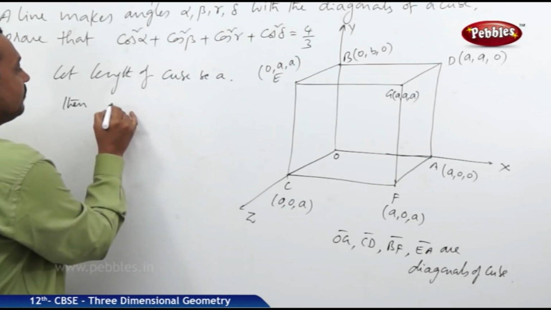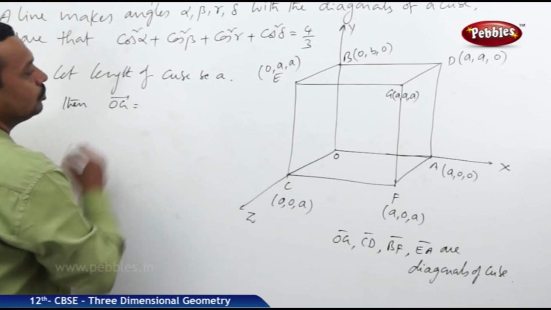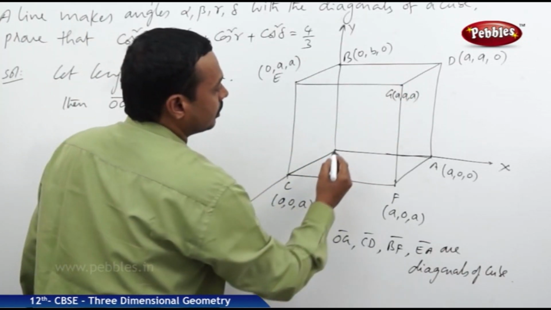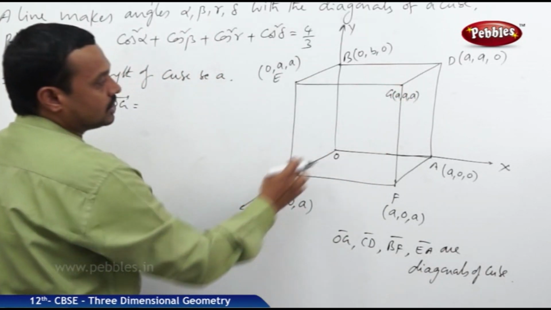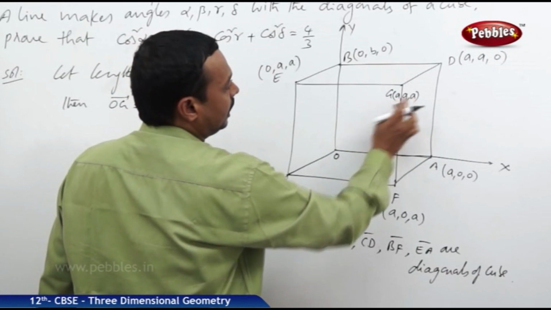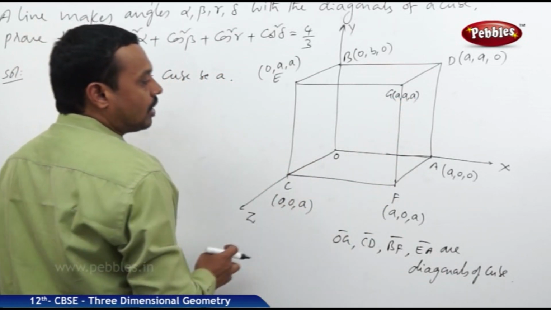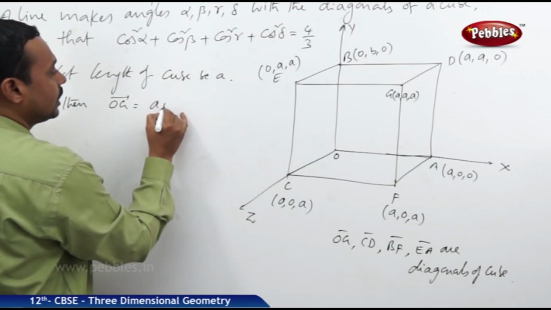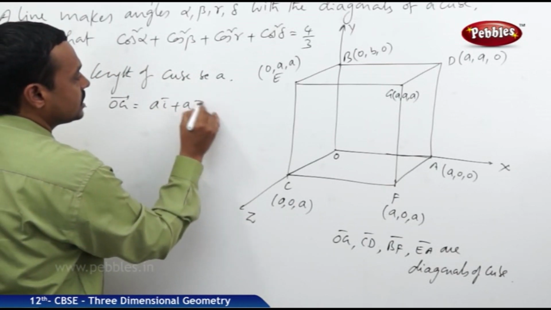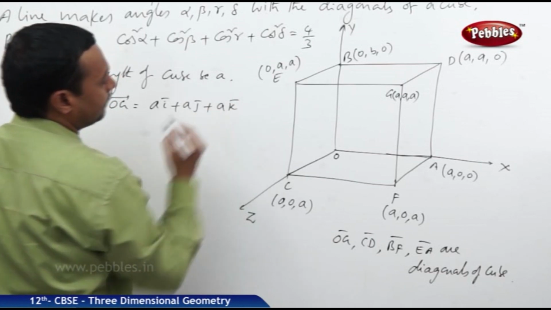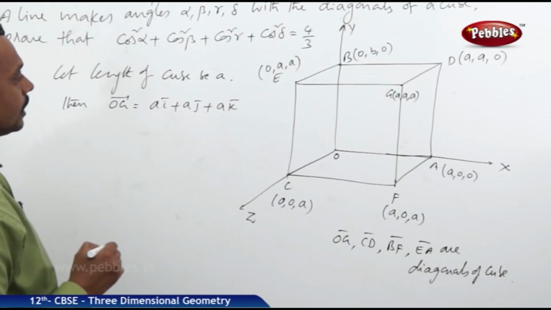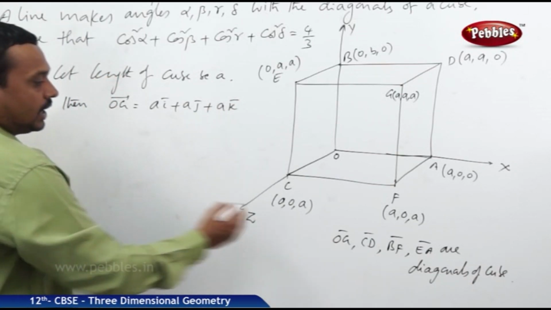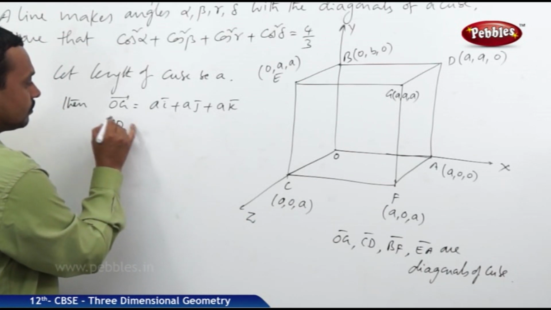Then what is the OG vector? Here G is the point (A, A, A) and O is the origin. The position vector of G is equal to AI plus AJ plus AK. Okay. Next, the CD vector.